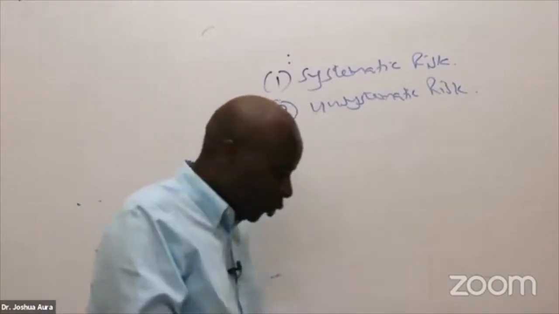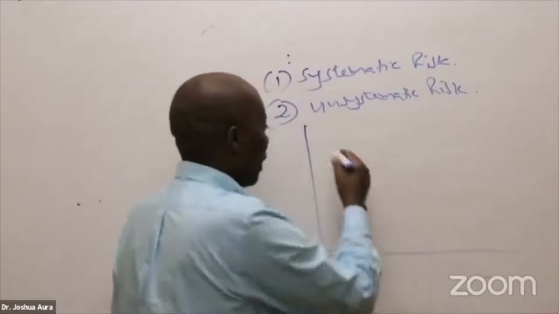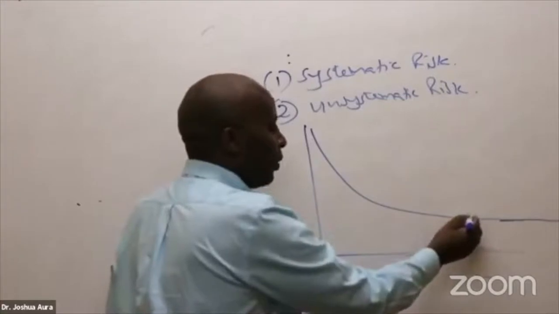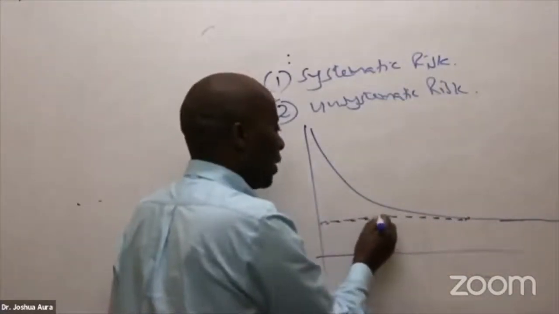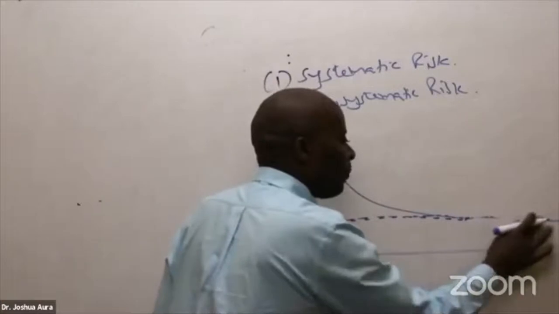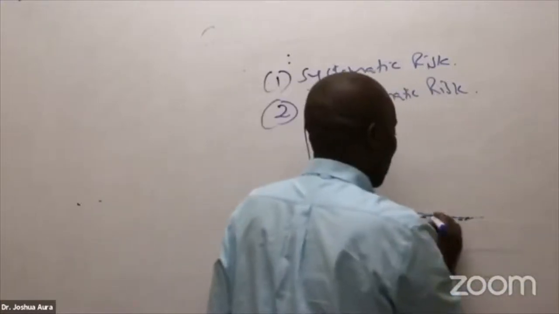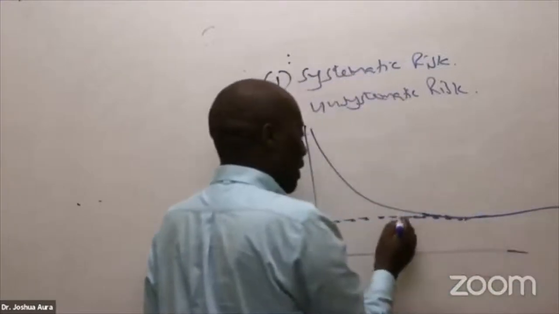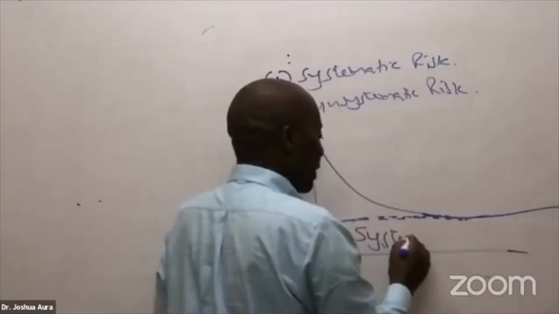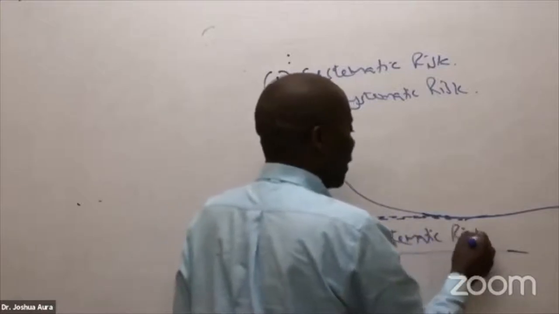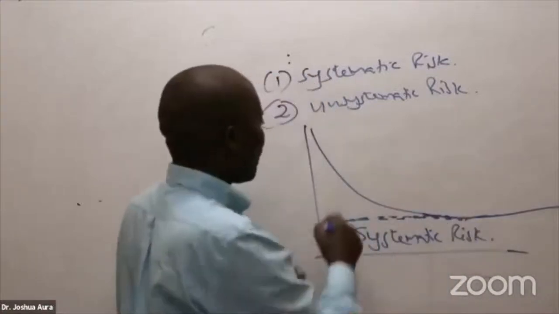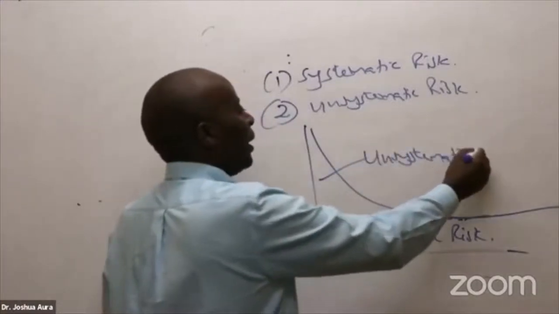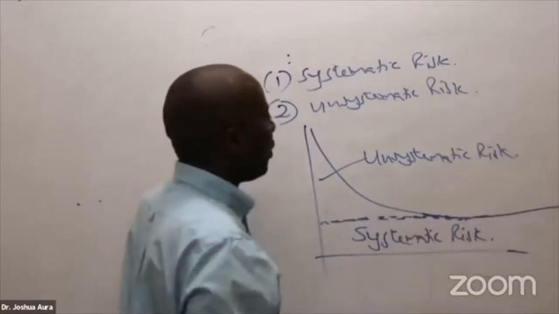Ladies and gentlemen, if I was to draw this on a diagram, this is how my diagram will look. And then I'll have this down here, which seems to be flattened, like the way we are praying for flattening of the COVID curve. So this flat area here is what we call the systematic risk. And then of course, this other segment is what we call the unsystematic risk.